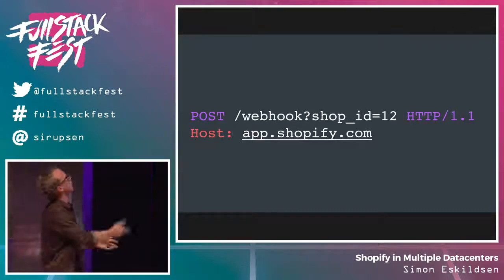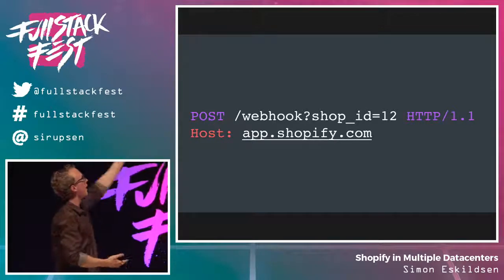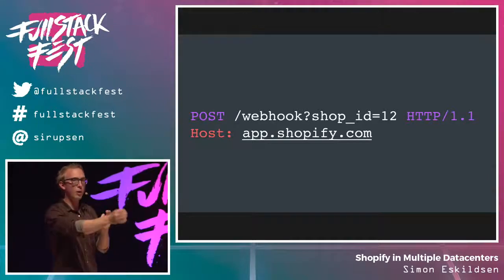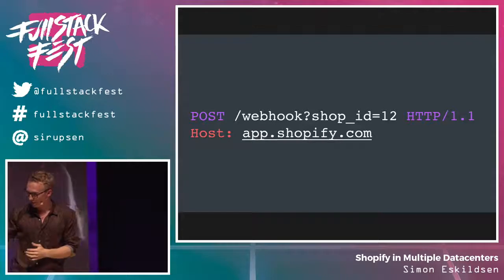So these requests could look something like this. You get a webhook from, say, Stripe from a payment, and then instead of having the shop domain, in this case, you would figure out which shop this request is going to by looking at the URI. So you have to teach the load balancer about these different things.